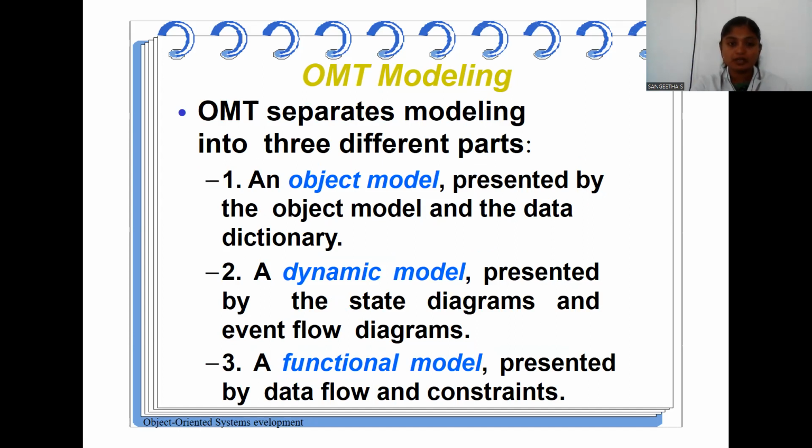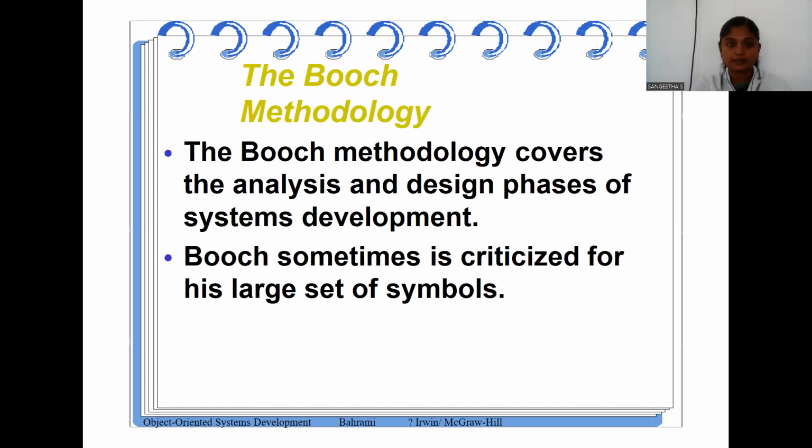So the dynamic model represents the dynamic behavior of your system. The dynamic behavior is nothing but the interactions and passing messages; everything comes under the dynamic model. To illustrate this dynamic model, we are going to use two kinds of diagrams called state diagram and event flow diagrams. And then the third kind of model is called a functional model.